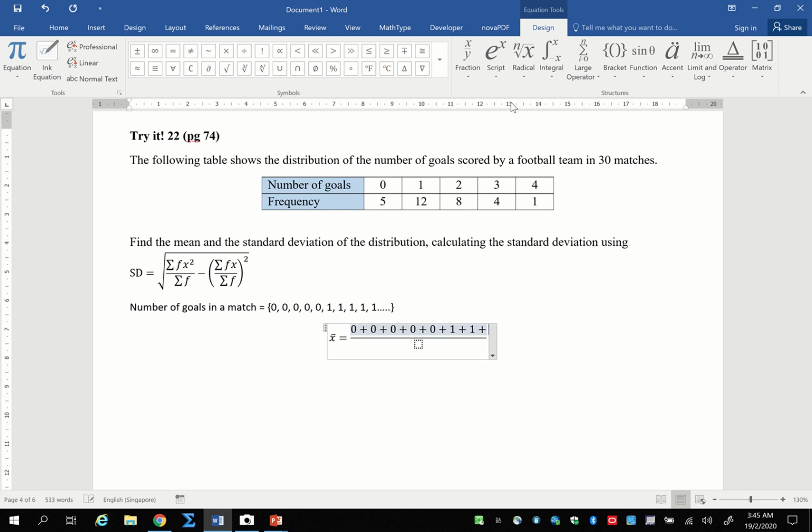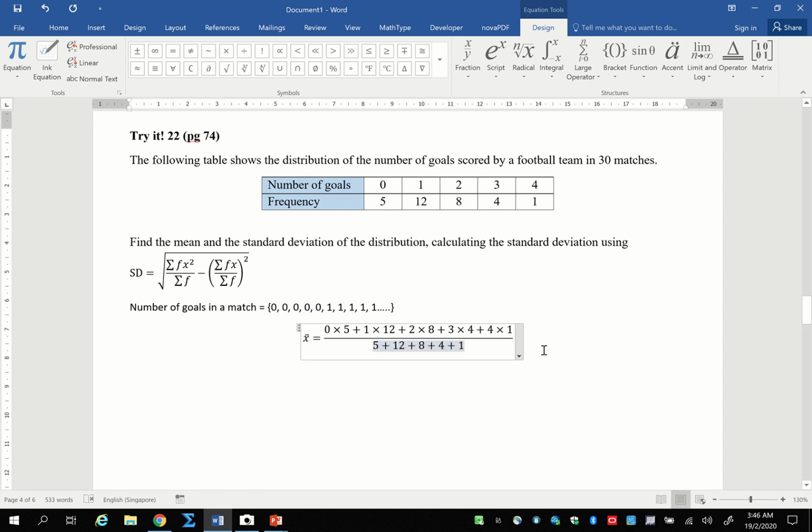Or I can easily do this. 0 times 5 plus 1 times 12 plus 2 times 8 plus 3 times 4 plus 4 times 1, divided by, of course, my frequency itself: 5, 12, 8, 4, 1. So in fact, you don't even have to write down this. You can write down 30 straight away because it's already given in the question, 30 matches. But just for the sake of it, let's write down 5 plus 12 plus 8 plus 4 plus 1.